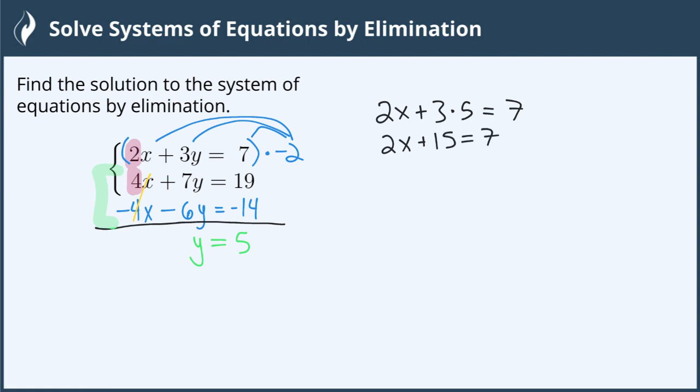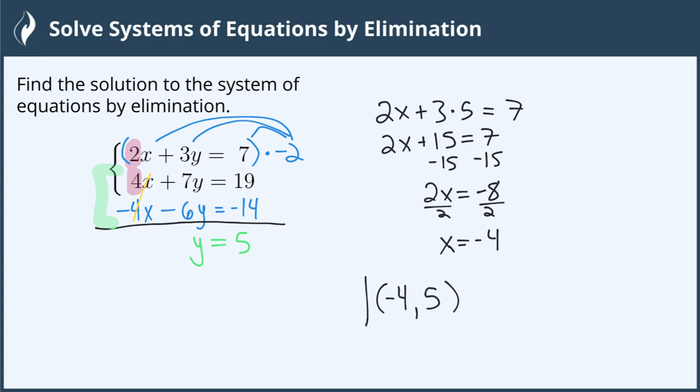To continue solving for x, I'm going to subtract 15 on both sides. And that gives me that 2x is equal to negative 8. When I divide by 2, I find that x equals negative 4. Now that I have a value for x and a value for y, I can write my final solution, making sure to put them in x, y order. It is negative 4, comma 5.